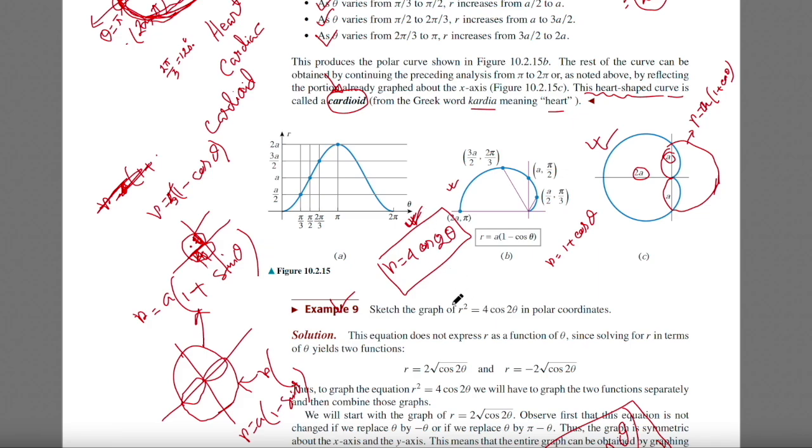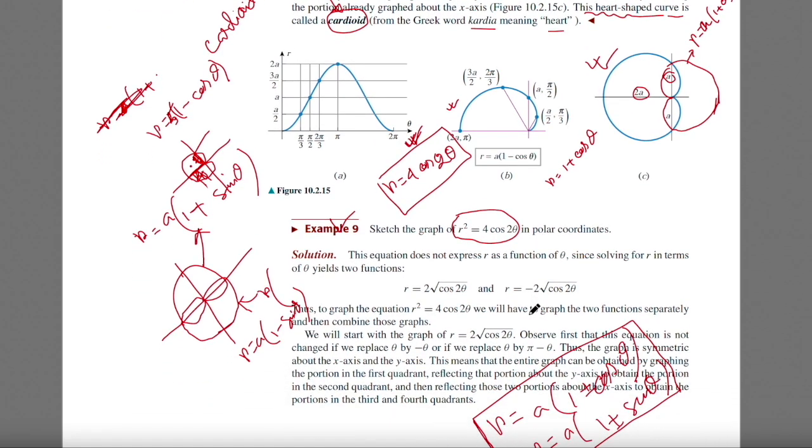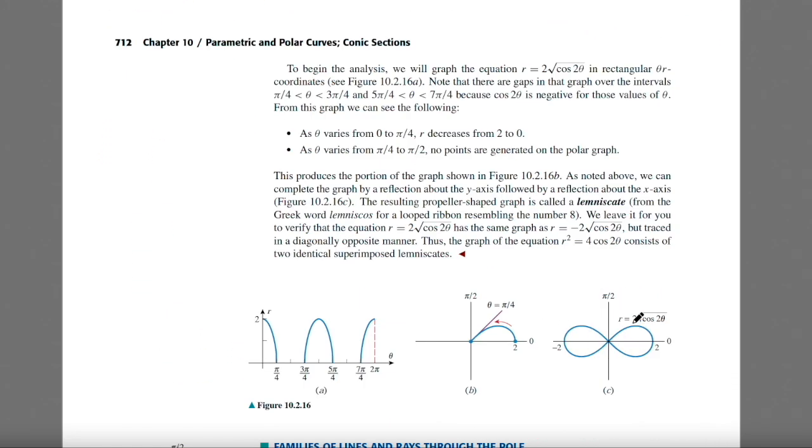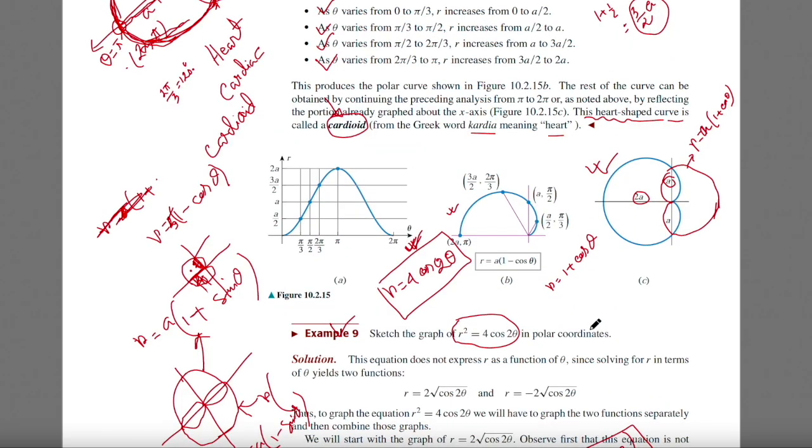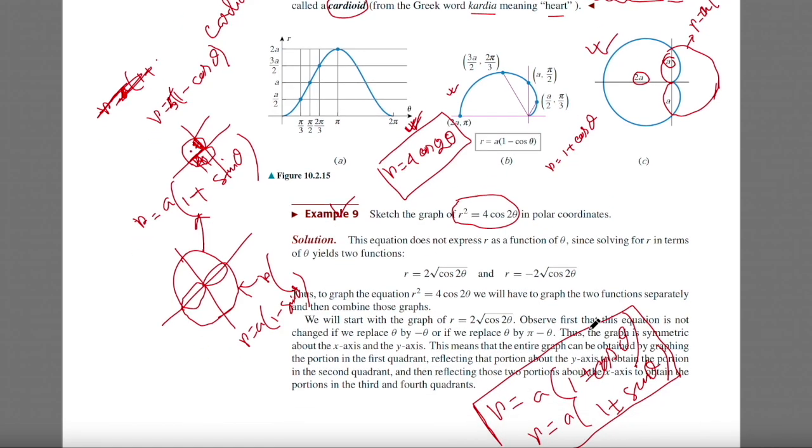So r square equal to 4 cos 2 theta represents a rose curve having 2 petals? Having how many petals? 2 petals. Is it 2 petals, this one? This curve is known as lemniscate. This is probably not a rose curve. Okay, can you sketch it by yourself?